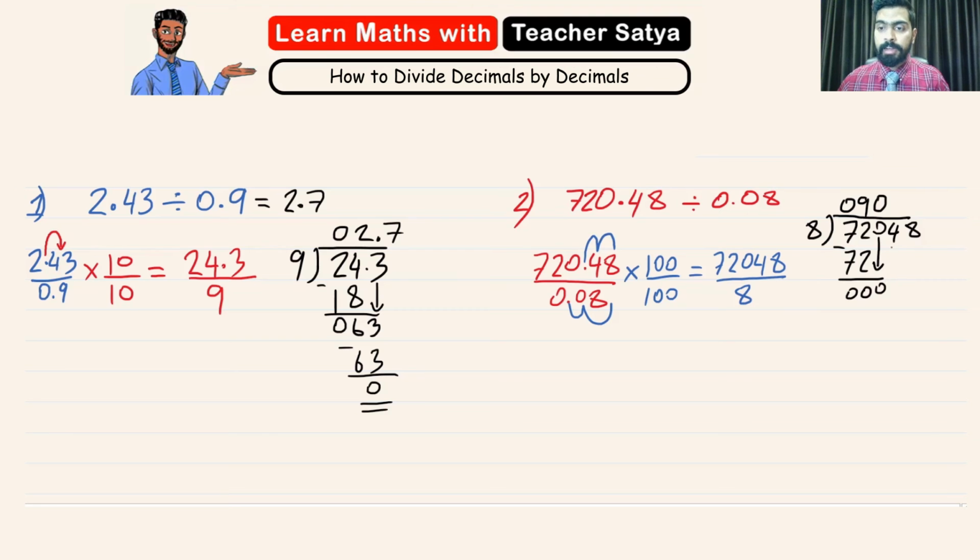Now we are going to drag the 4 down, and 4 cannot go in 8, so we are going to put a 0 in the quotient, and then finally the 8 comes down. And 8 times 6 is equal to 48, and 48 minus 48 is equal to 0. Therefore 72.048 divided by 0.08 is equal to 900.6.